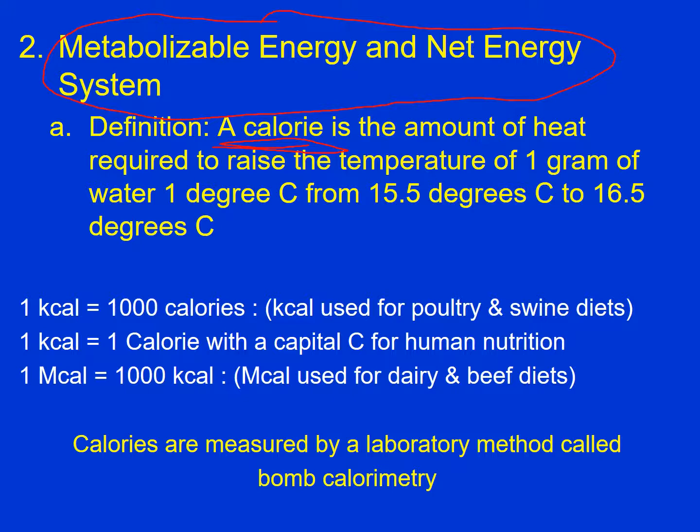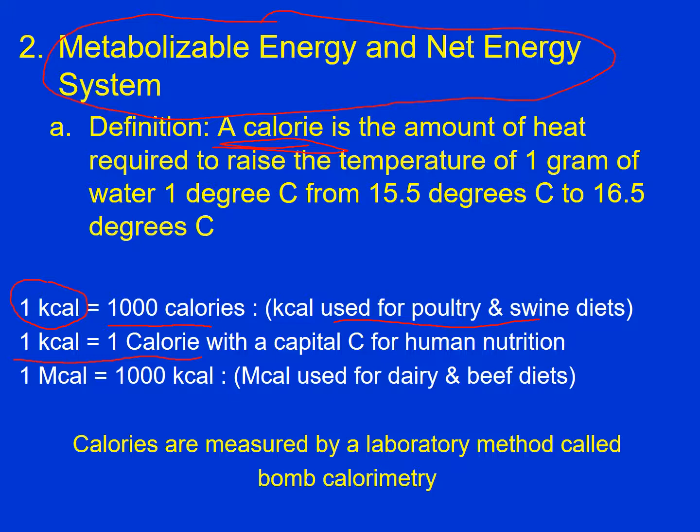So you can take any organic substance and burn it and measure the heat released, and you know how many calories are contained in that feedstuff. All right, so for poultry and swine diets, we balance with kilocalories. Now, a kilocalorie is 1,000 calories, based on the definition that we have up above there. Now, 1 kilocalorie is the same as 1 calorie for human nutrition.